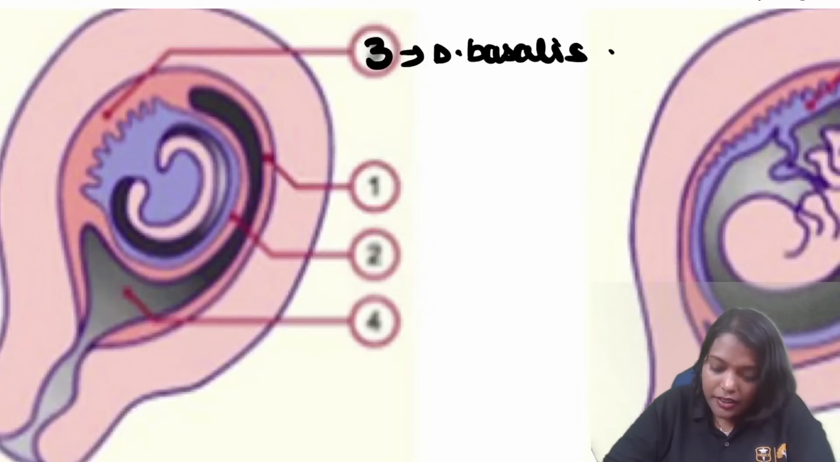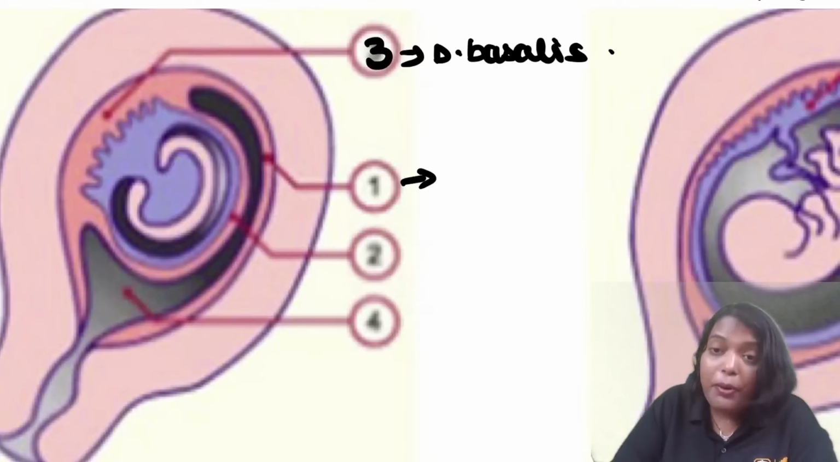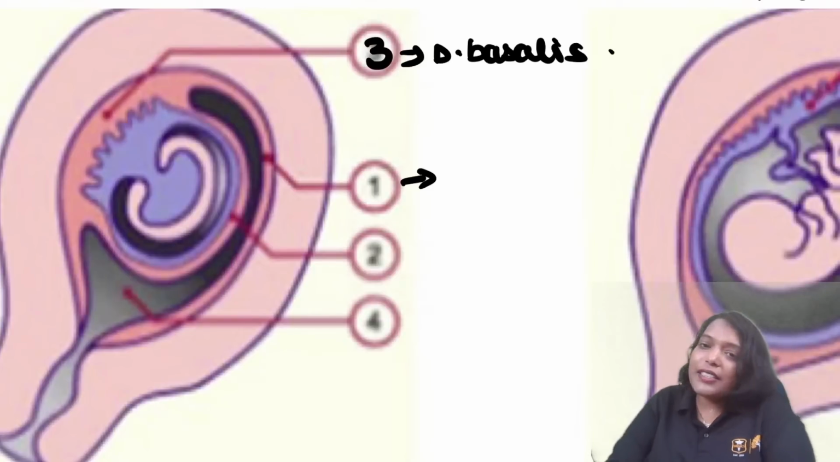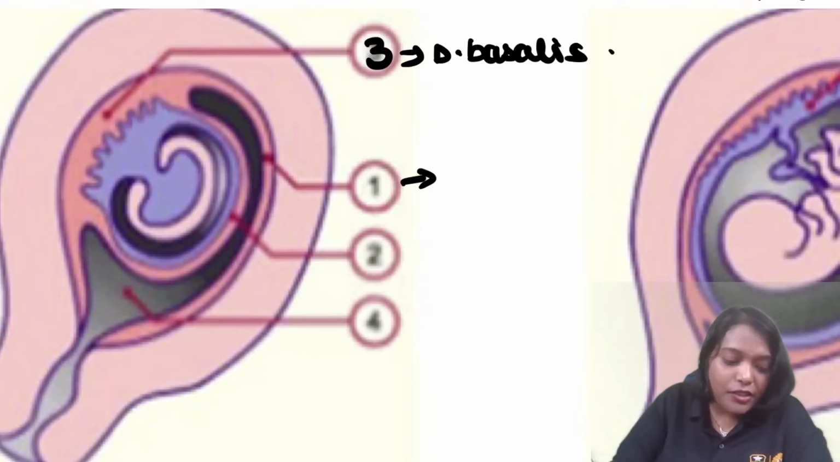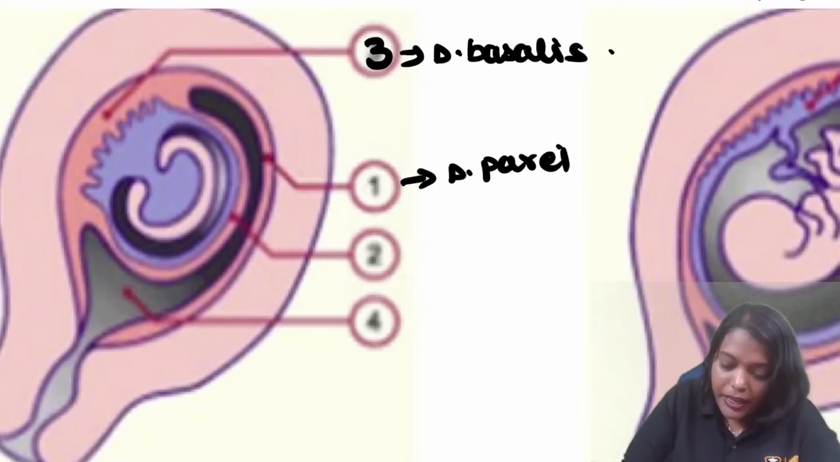Right? So number 1. What is number 1 now? So number 3 is Decidia basalis. All of you have answered correct. That's correct. What is number 1 now? So number 1 is Decidia parietalis.